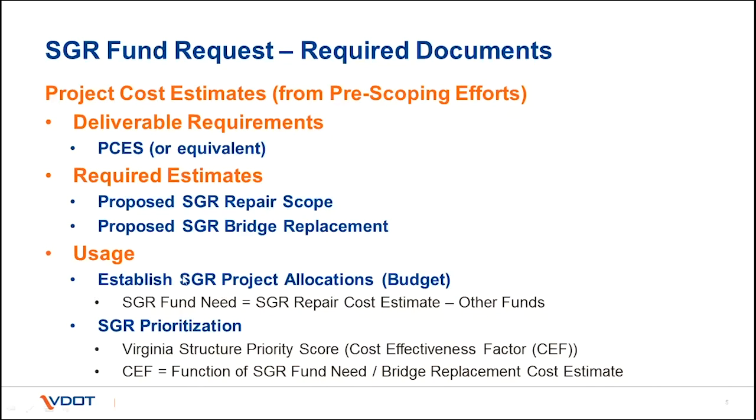These are used to establish your project allocations or your budget. That's a function of your fund need, which is the repair cost estimate less any other local funds that are brought to the project. And then it's used in the prioritization process for selecting projects.